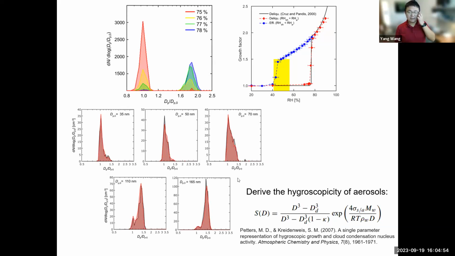So that's it for this class. In this class, we introduced different types of DMA systems for measurements of different purposes. You can see the SMPS system or DMA system is widely used for aerosol research, right? You can not only measure their size distribution, but also other properties of the aerosols, okay?